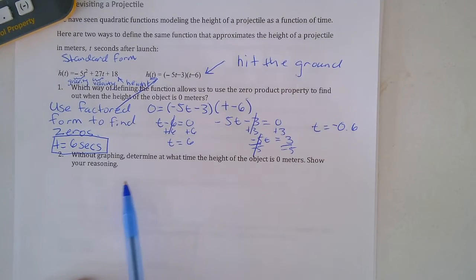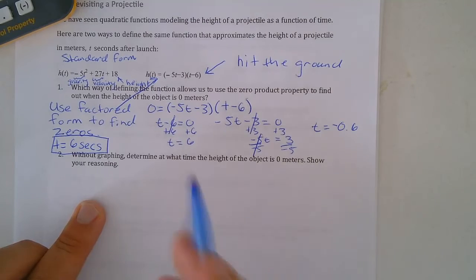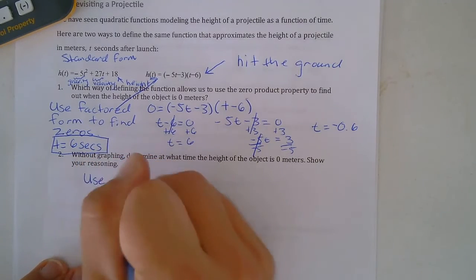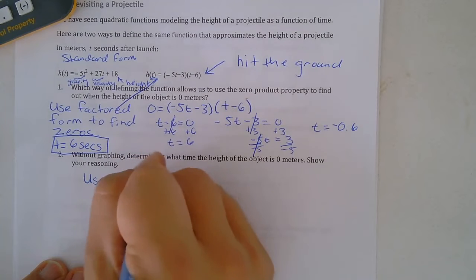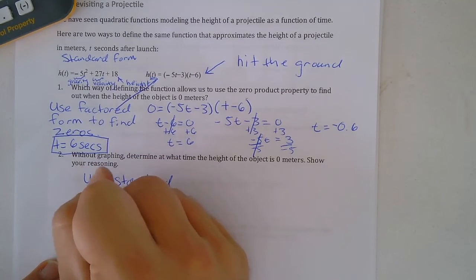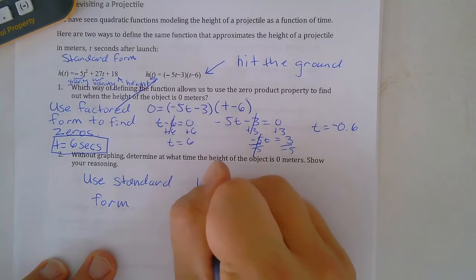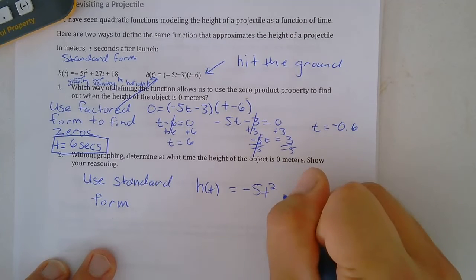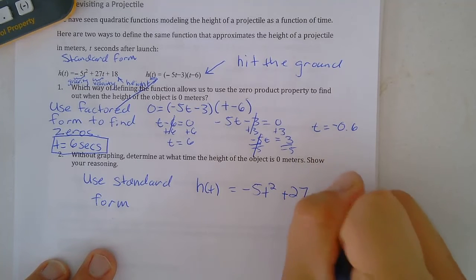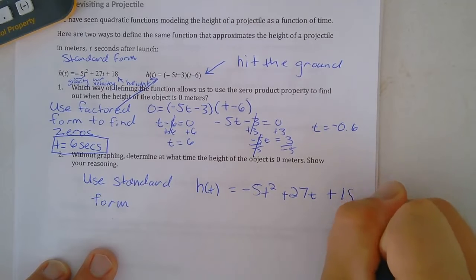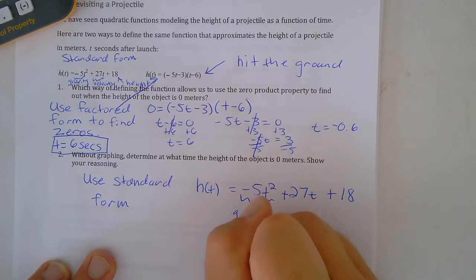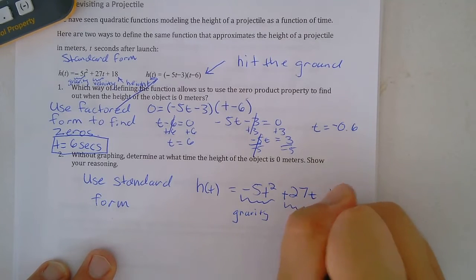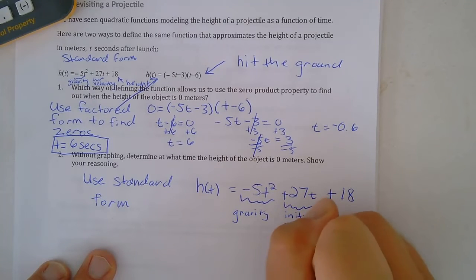So for our other part, without graphing, determine the initial height. So we're going to use standard form. And our standard form of the function is h of t is negative 5t squared plus 27t plus 18. Again, this negative part, that is the effect of gravity. And then here, this 27t, our linear part, is the initial velocity.